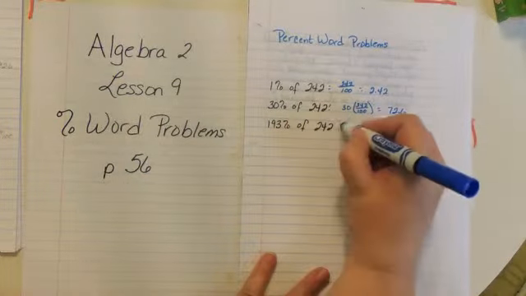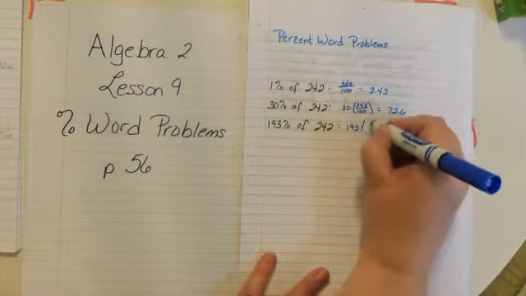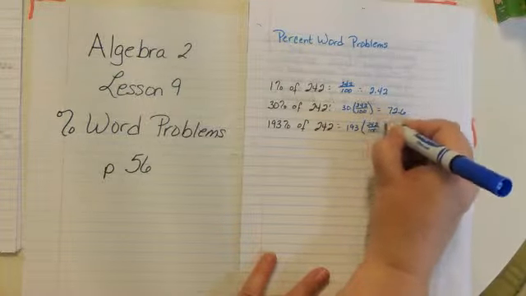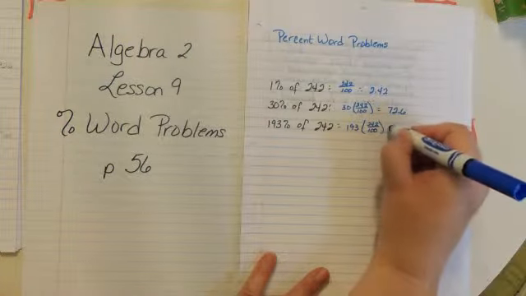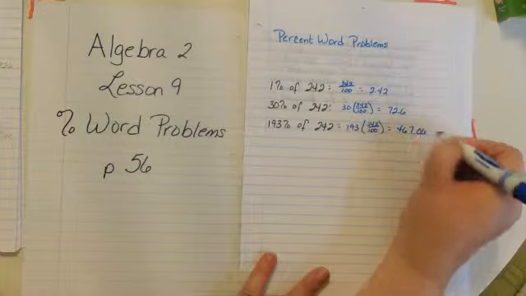193% of 242 is 193 times 242 divided by 100, which equals 467.06.